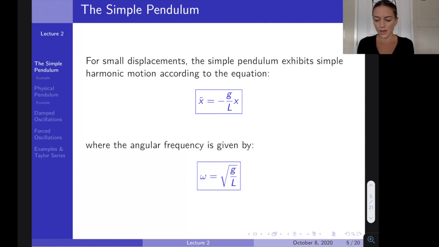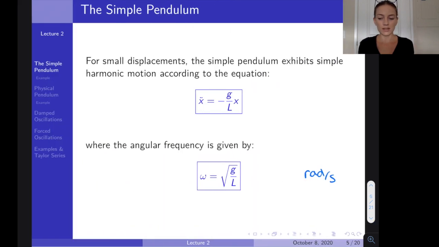So the frequency of oscillations only depends on g, which on Earth will be the same everywhere, and then the length of your pendulum, and that's it. So it doesn't depend on the mass of the pendulum or anything else like that, just the length. And this is still always in radians per second.